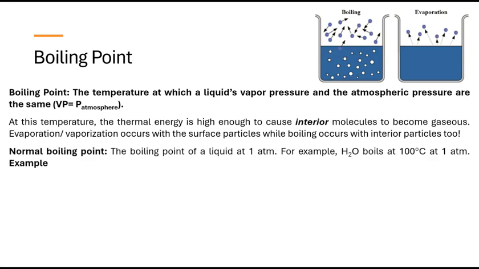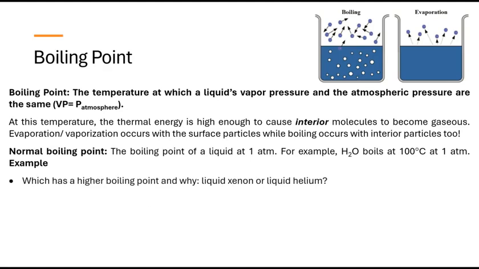The normal boiling point is the boiling point of a liquid at 1 atm or at sea level. For example, we have memorized by now that water boils at 100 degrees Celsius, but that is true at 1 atm. If we had water boiling at different elevations, let's say at the top of Mount Everest where the atmospheric pressure is 0.3 atm, water would boil at 71 degrees Celsius.